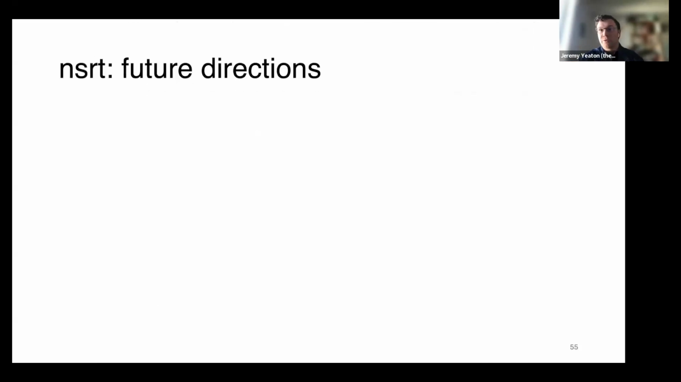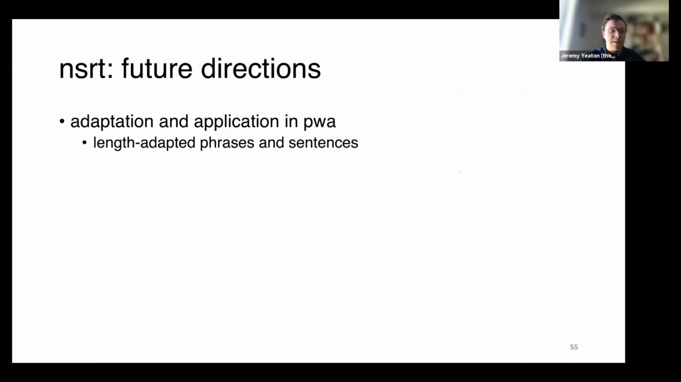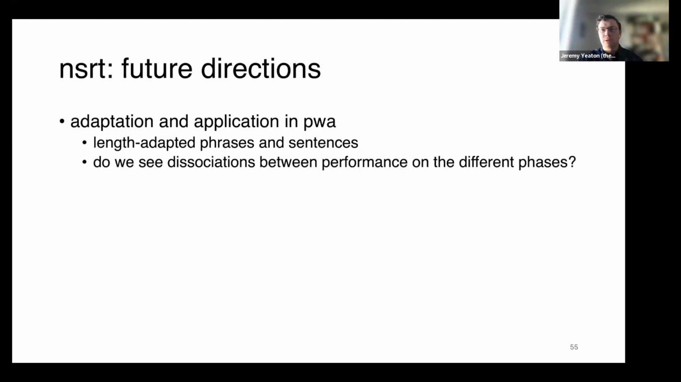So if we're looking at future directions for this task, obviously we would like to adapt and apply it in people with aphasia, the thought being we can use length adapted phrases and sentences. So we figure out what someone's sentence repetition span is, and we give them sentences around that length. That way it's not super mega hard if the sentences are too long and not too easy if the sentences are too short. And then we're hopefully looking for dissociations between performance on the different phases of the task.